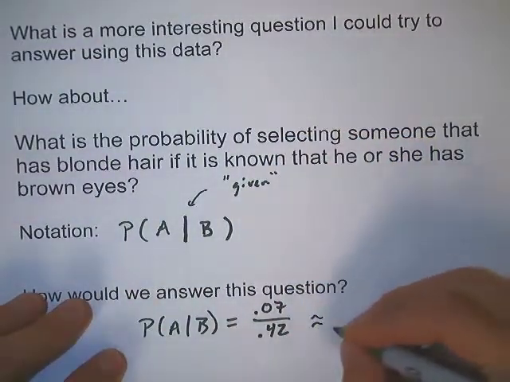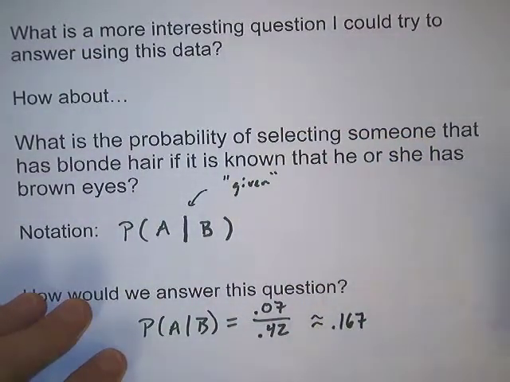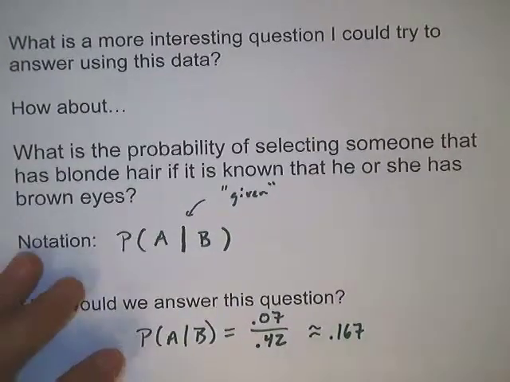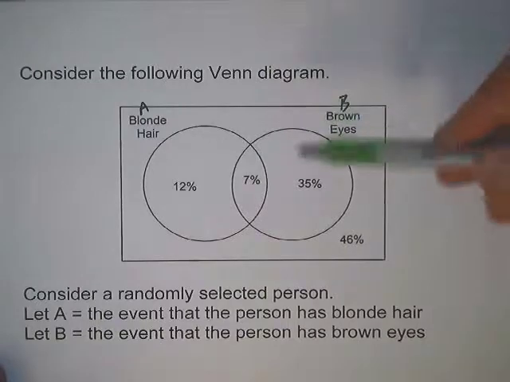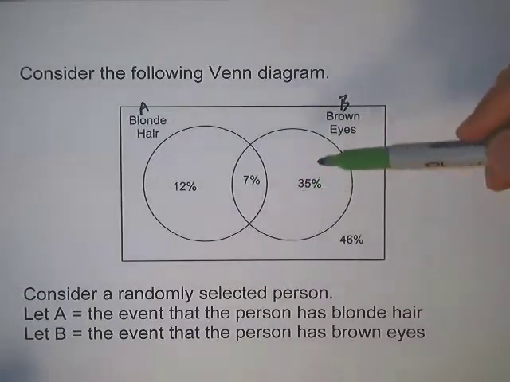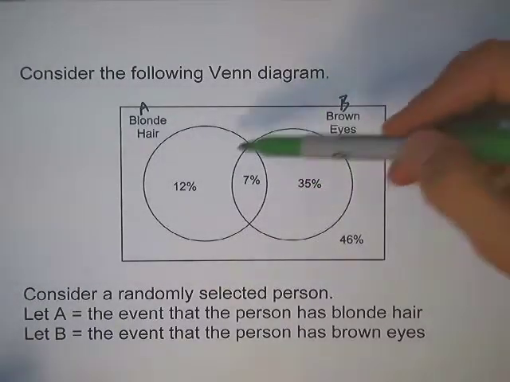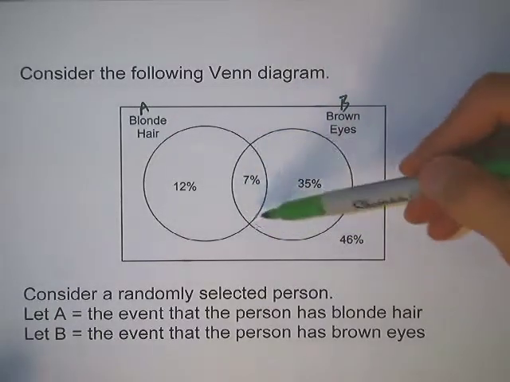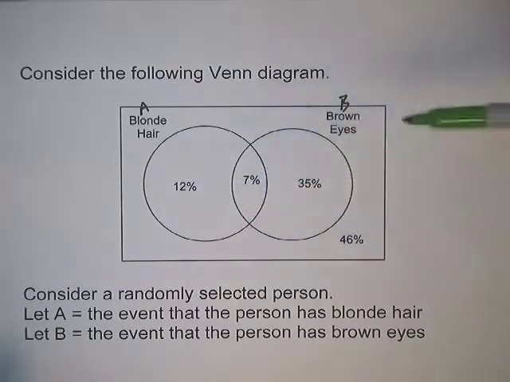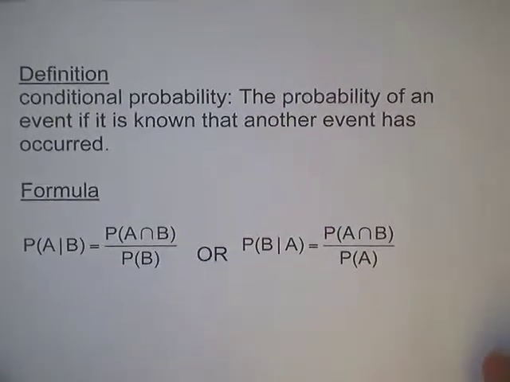So that's about 16.7%. So basically, if we translate that back into this picture, about 16.7% of brown-eyed people also have blonde hair. So 16.7% of brown-eyed people have blonde hair. All right, so let's translate that now into a formula.